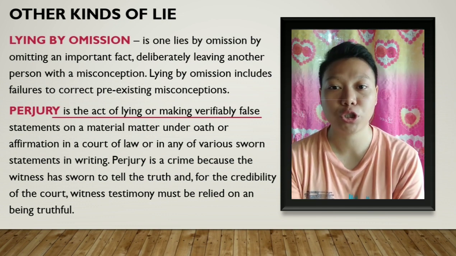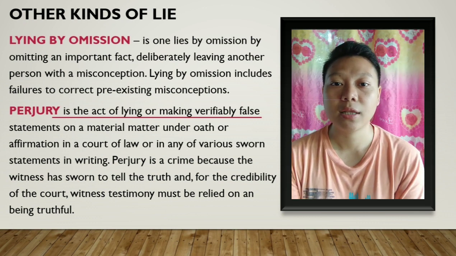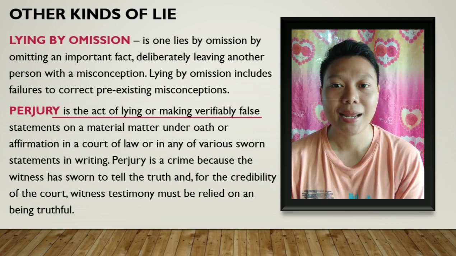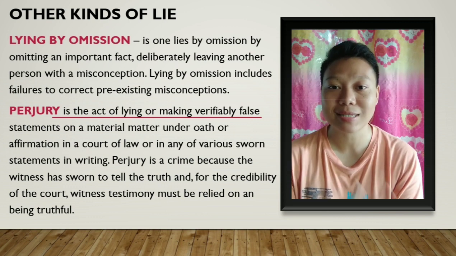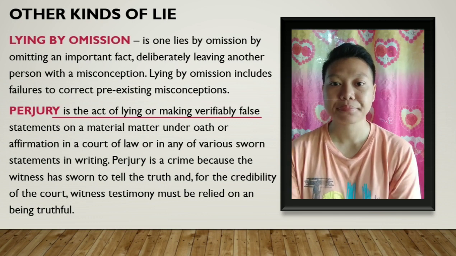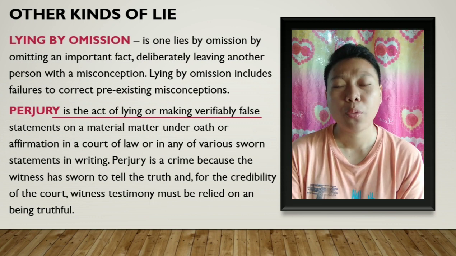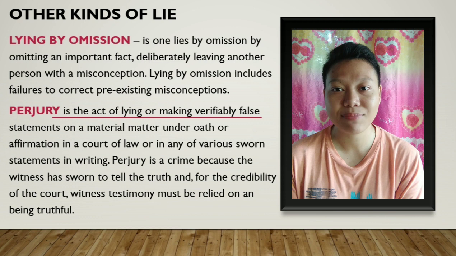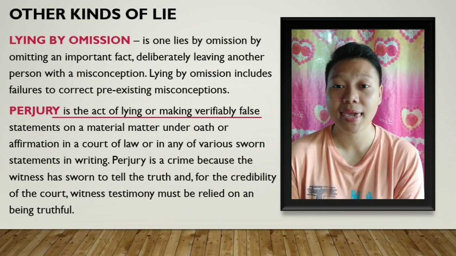First is lying by omission. This is when one lies by omitting an important fact, deliberately leaving another person with a misconception. Lying by omission includes failures to correct pre-existing misconceptions. For example, a husband may tell his wife he was out at a store, which is true, but lie by omitting the fact that he also visited his mistress, although it is disputable whether or not this is actually a lie.